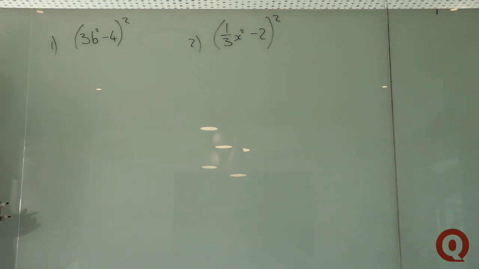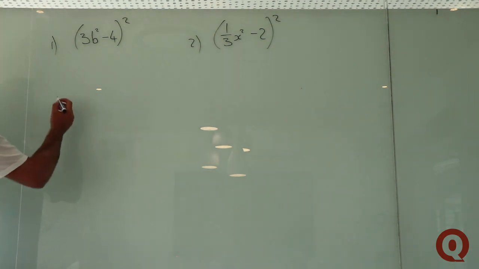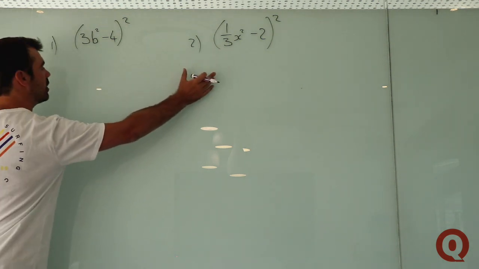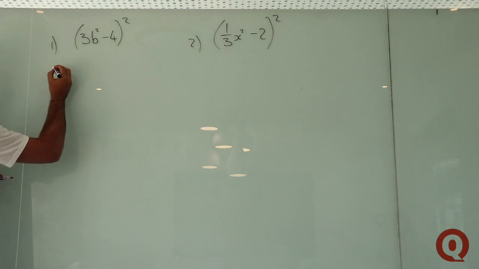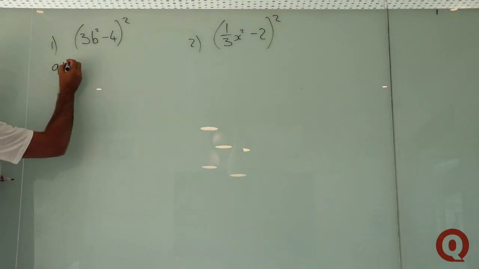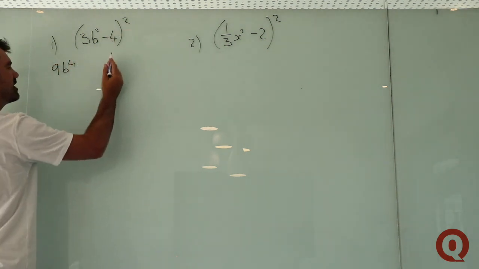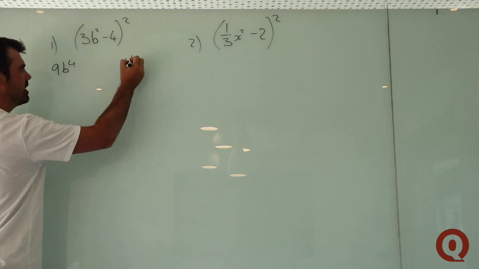Alright, so you've tried to solve these. I hope you were correct, but let's do this together using the shortcut method. So I need to square my first term, which would have given you 9b to the power of 4, and I would have squared my second term, which would have given me a positive 16.